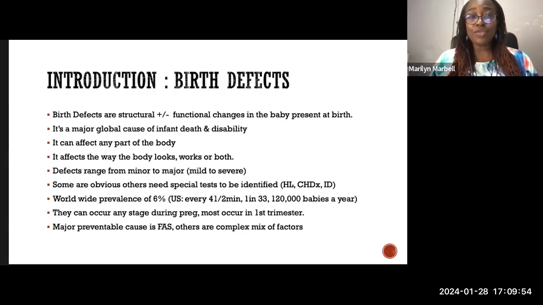Or 1 in 33 babies will be born with a defect, or 120,000 babies will be born in a year who will have some kind of a defect. And they can occur at any stage during the pregnancy. But most important is the first trimester, which is the first 3 months of pregnancy. Most of the birth defects will occur during the first 3 months.